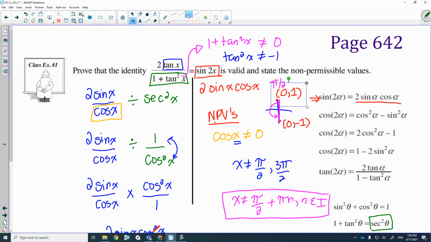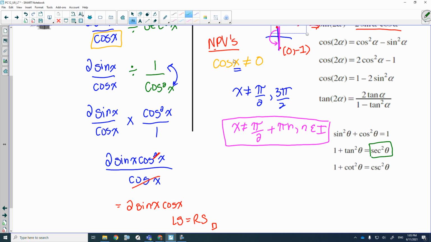And then if you were to isolate tan by getting rid of that square, you're going to square both sides. And what happens is you can't take the square root of a negative number. So what that means is there are no non-permissible values for 1 plus tan squared of x. There's no angle for x that you could put in that would make this a 0, okay? So the only non-permissible value was for cos of x couldn't be equal to 0.